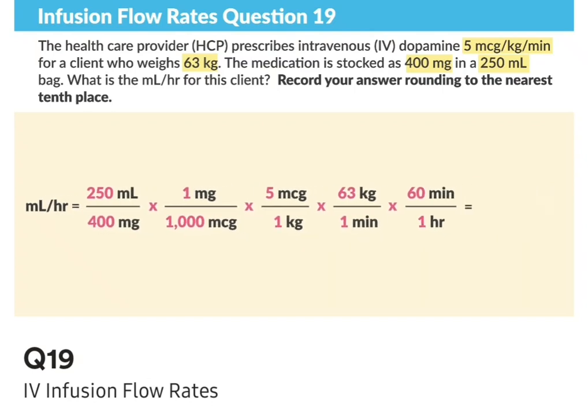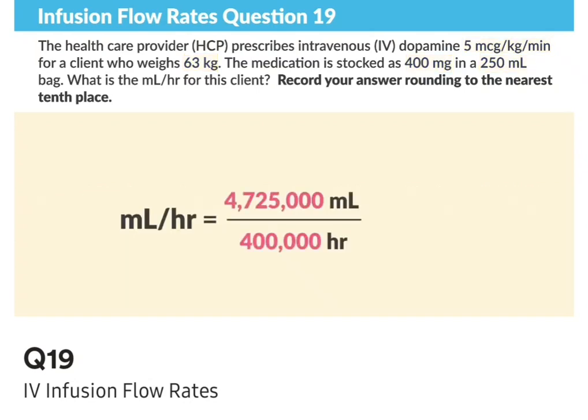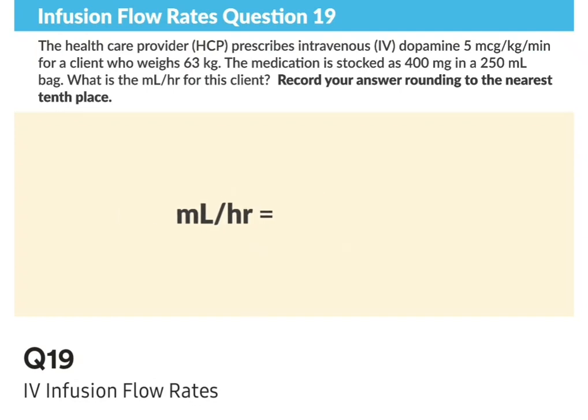Okay, so now we're multiplying across the top and the bottom here. So on the top, 250 times 1 times 5 times 63 times 60 gets us a big, huge number of 4,725,000. And we do the same thing on the bottom to get the grand total of 400,000. So we divide those huge big numbers here, and we get a milliliter per hour of 11.81. Now remember, we have to round to the nearest tenth. So the correct answer here is 11.8 milliliters per hour here.